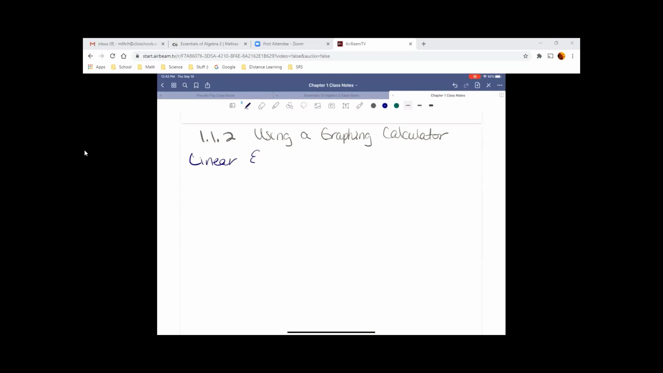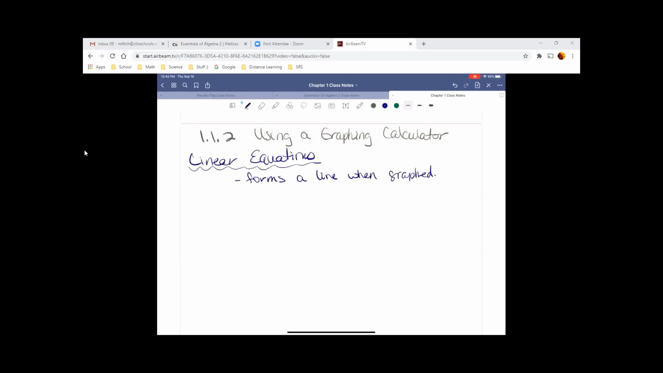So we're going to start by talking about linear equations. Do you know what a linear equation is? What does it make? Yeah, it forms a line when it's graphed. So number 7 that we just went through would be an example of a linear function, right?